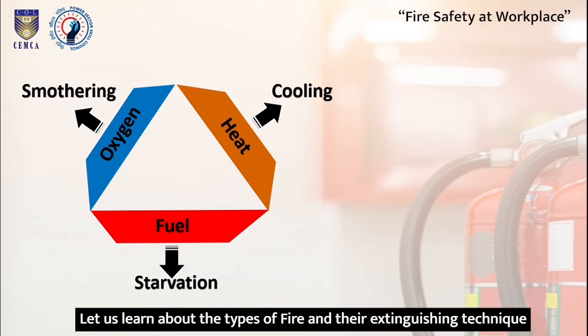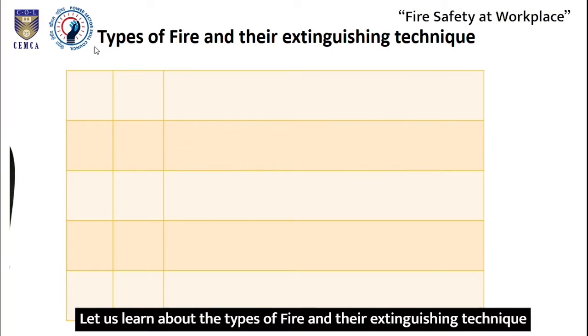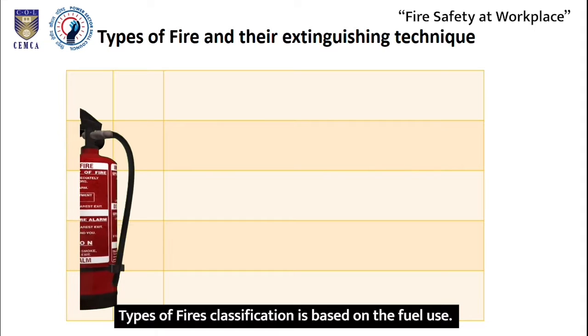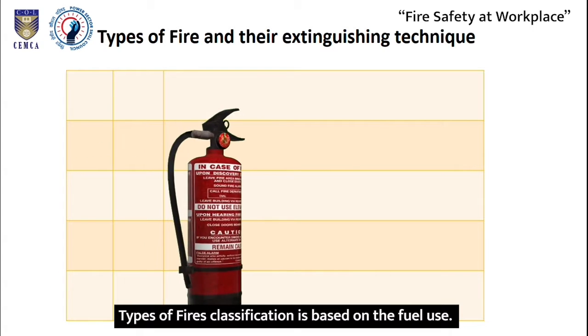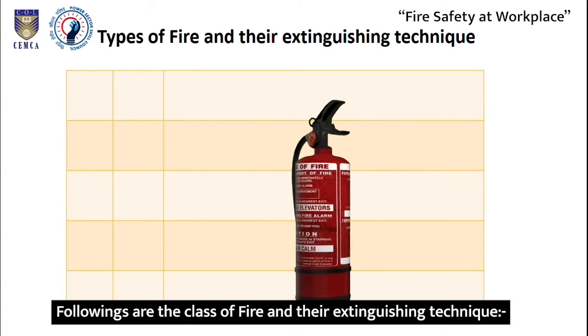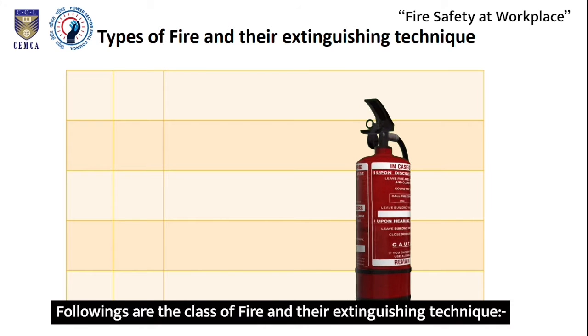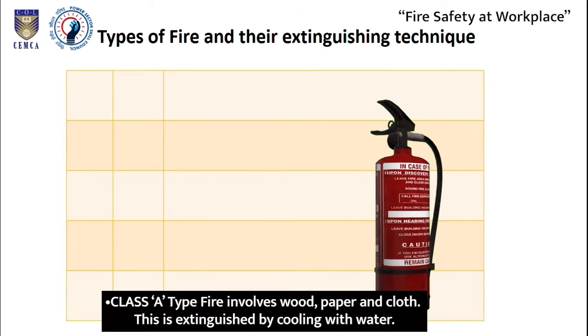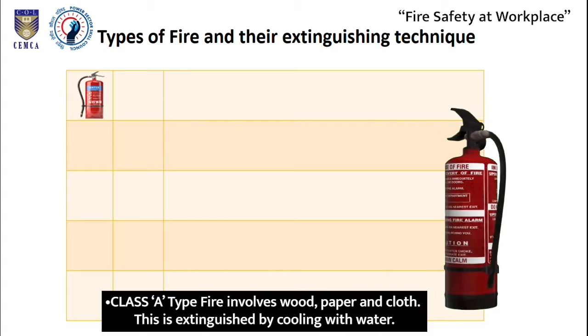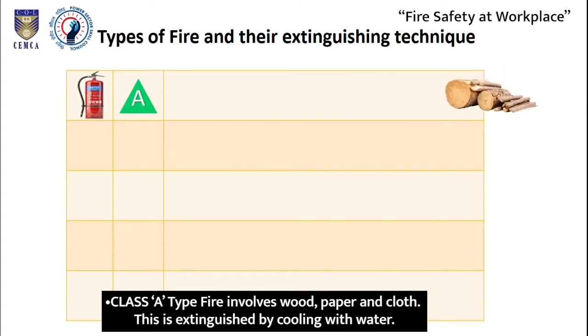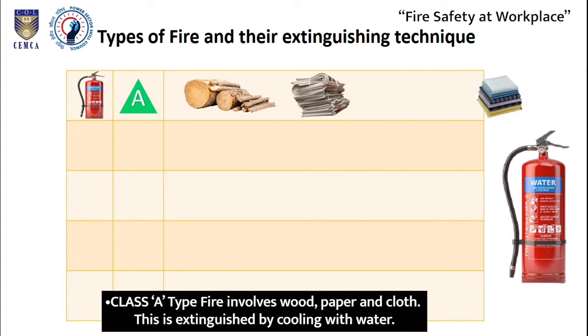Let us learn about the types of fire and their extinguishing technique. Types of fire classification is based on the fuel used. Following are the classes of fire and their extinguishing technique. Class A type fire involves wood, paper and cloth. This is extinguished by cooling with water.